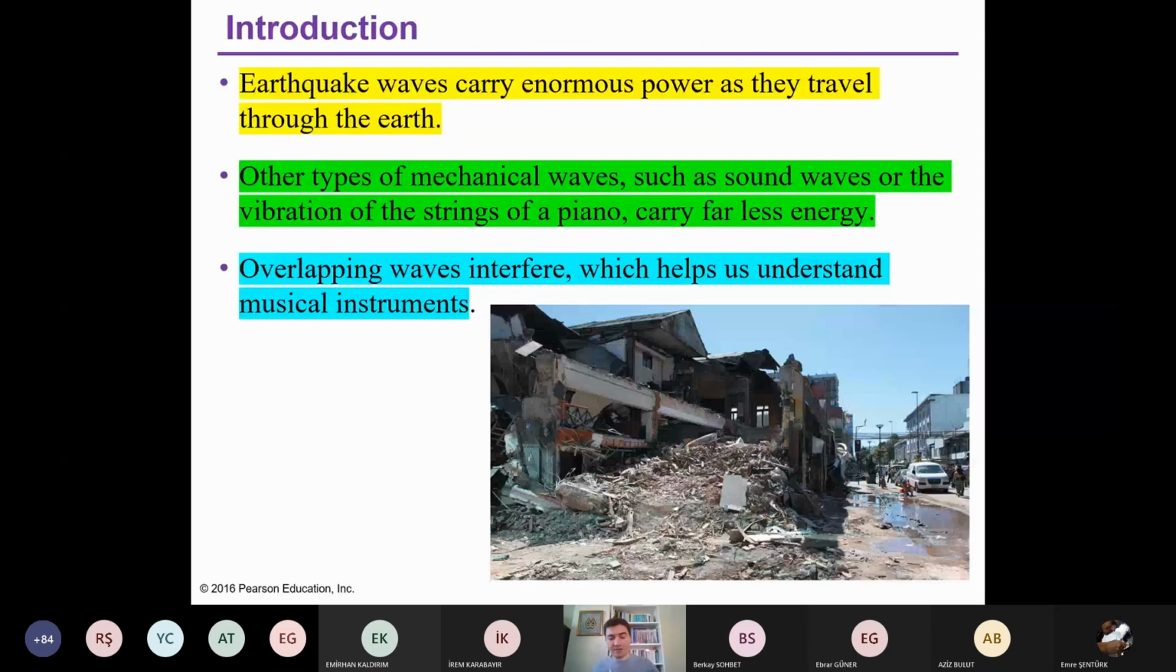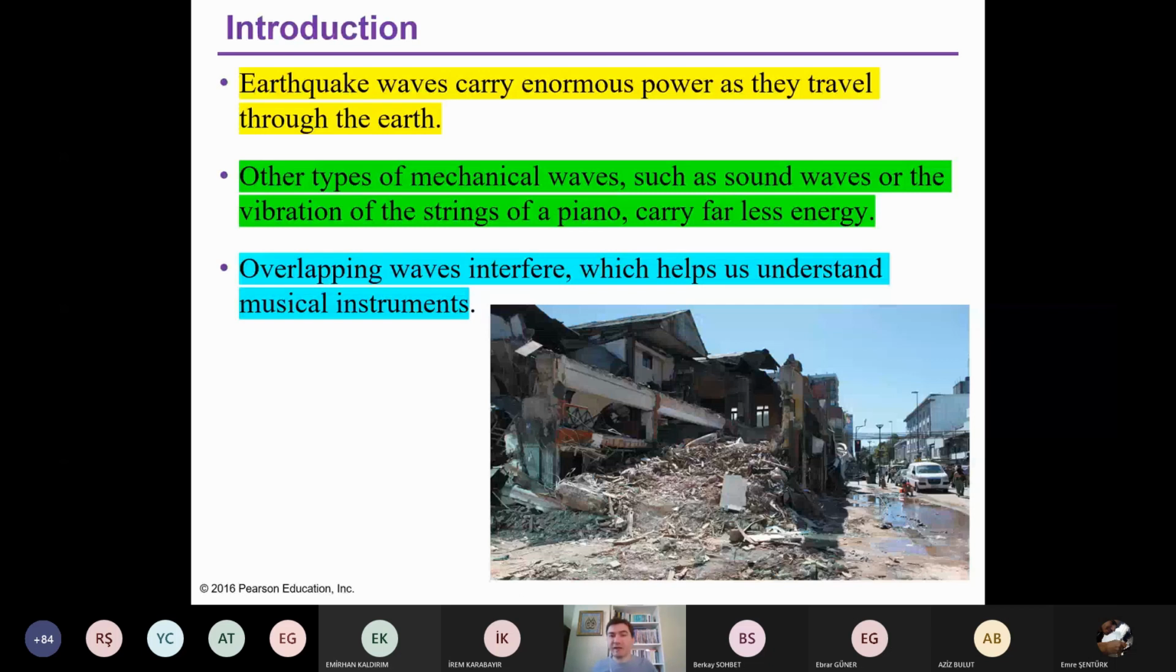So, let me discuss the importance of mechanical waves for our daily life. Here you see a picture from a city which is destroyed due to the earthquake, because earthquake waves carry enormous power as they travel through the earth. So mechanical waves carry the power, carry the energy, okay? And they travel in the medium.